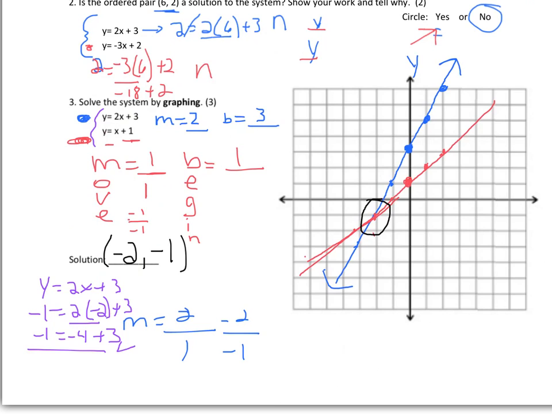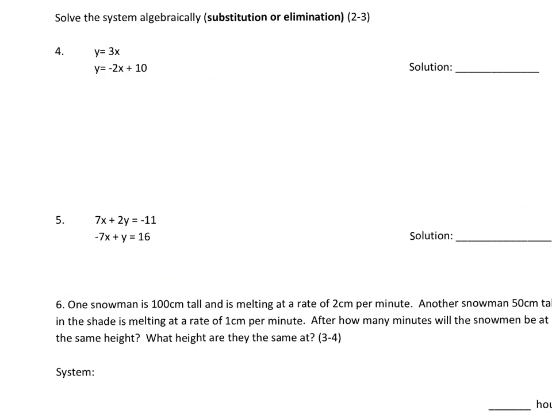And then I'm going to do my second equation, y equals x plus 1. I'm going to plug that negative 1 in for the y and the negative 2 in for the x. Negative 1 does equal negative 2 plus 1, so that one checks out. So we know that this is the solution to our system. We did it correctly. All right, for the next two problems, it just says to solve algebraically.